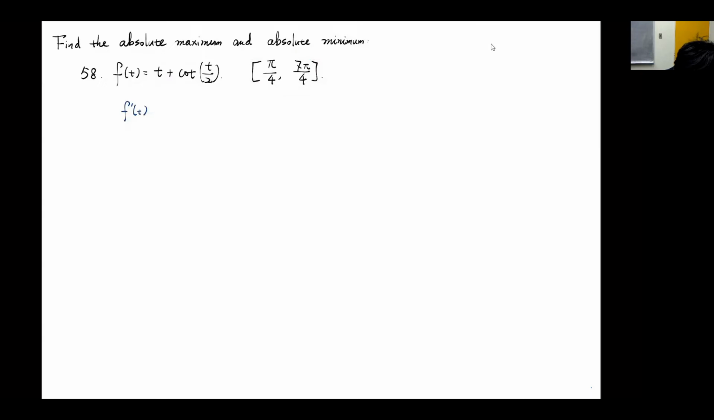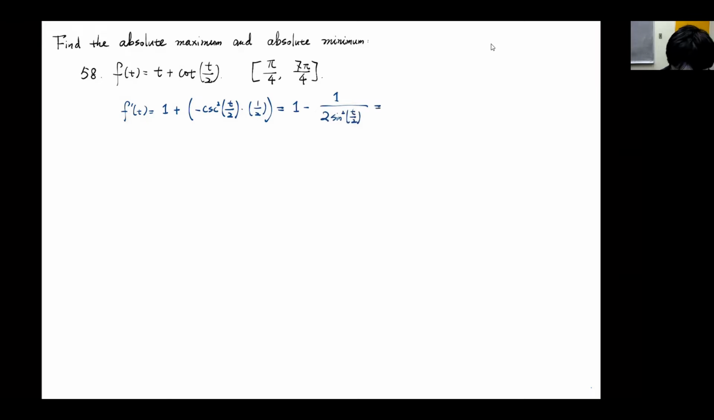You start by computing the derivative, and the derivative of this guy will be 1 plus, you need to recall the derivative of the cotangent function. The derivative of cotangent is minus cosecant squared. So it will be cosecant squared evaluated at the inner function t over 2. Then you need to multiply it with the derivative of t over 2, which is 1/2. That will be the derivative of cotangent of t over 2. Simplifying this guy and writing everything in terms of sine and cosine, we will get 1 minus 1 divided by 2 sine squared of t over 2.